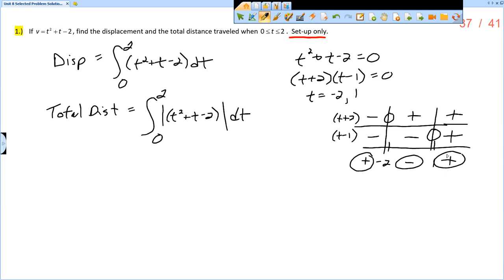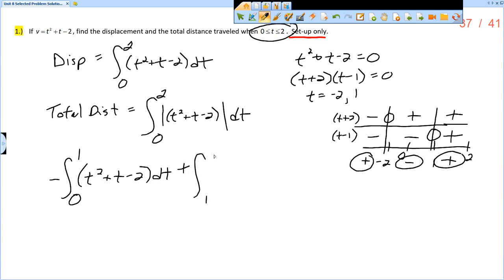Now, remember, though, we only care about from 0 to 2. Right? So 0 is right here and 2 is right here. So the fact is from 0 to 1, velocity is negative. So that means I'm going to take the opposite of the integral from 0 to 1 of t squared plus t minus 2 with respect to t. And then I'm going to add the integral from 1 to 2 of the velocity t squared plus t minus 2 dt. And so that is our setup.